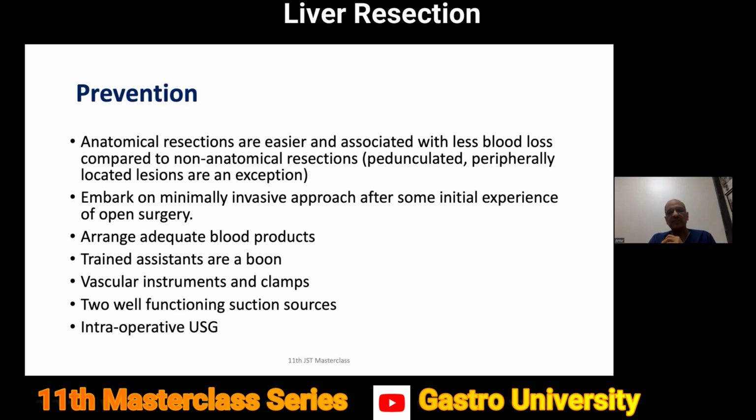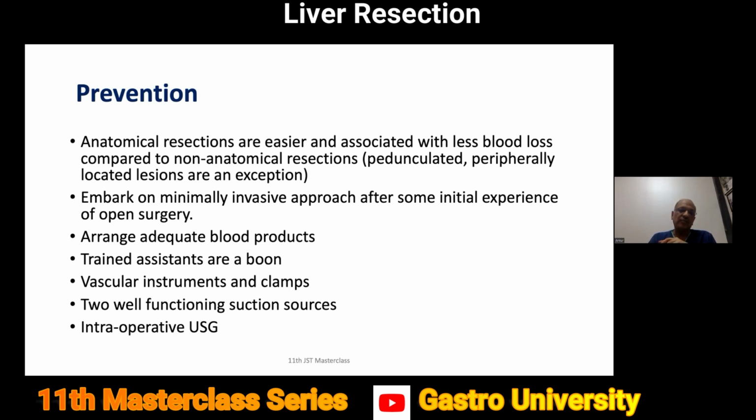Two well-functioning suction sources. Suction is, I think, the most important equipment during surgery when you are talking about intraoperative bleeding during liver resection, because sometimes the blood loss is massive, and you leave the blood loss for the anesthetist to control the hemodynamics, but you have to suck out and then see the bleeding point. Of course, if you cannot see it despite suctioning, then pack and wait for some time. That is the most important step to be done at that time. But at the initial, when the bleed starts, if you have a good suction, it can make all the difference.